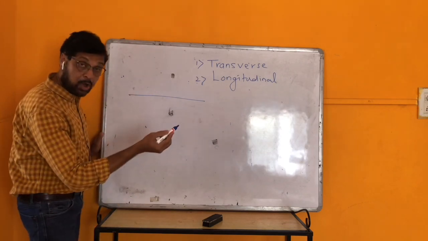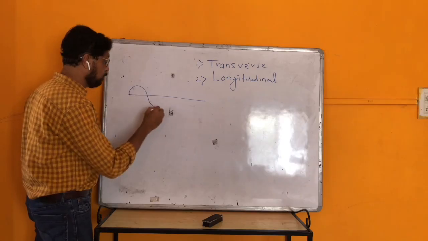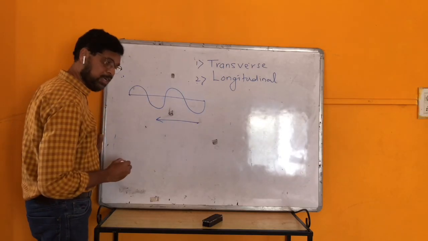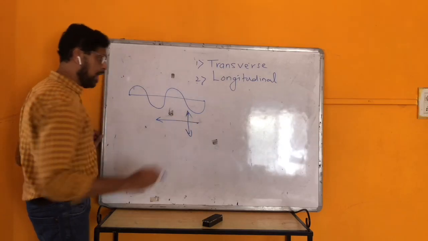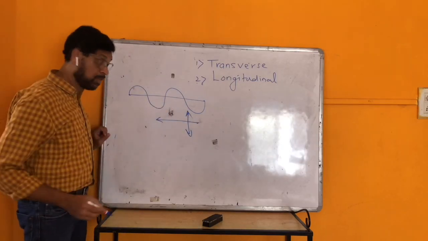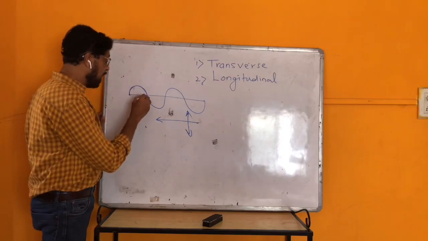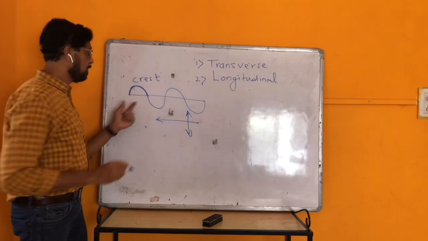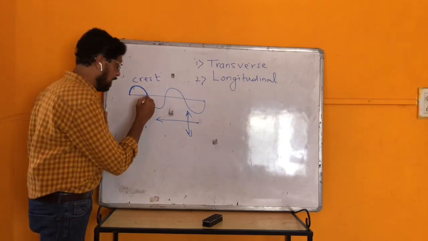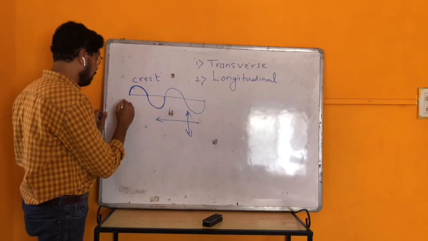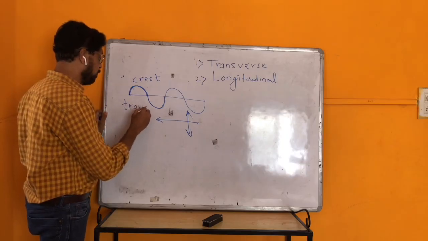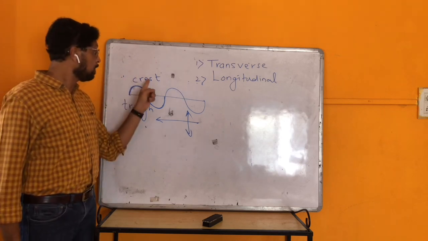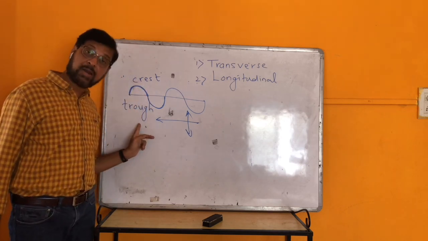We took the example of the string. So this will be a transverse wave, isn't it? This is the direction of propagation of wave. This is vibration of the particles. This part is called crest. काय म्हणतात याला? Crest. And this part is called trough. So in a transverse wave, crests and troughs are produced.